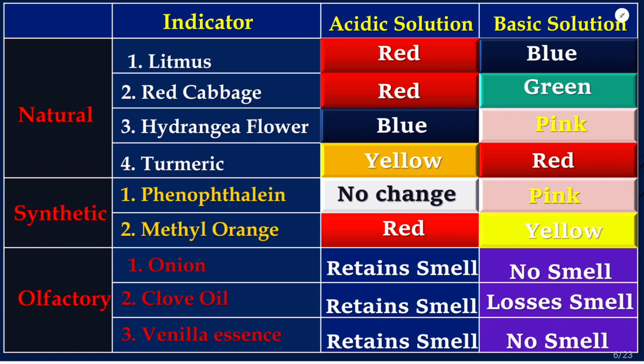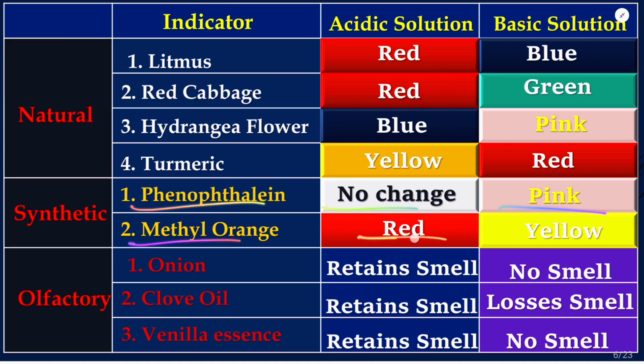Let's see what happens when different indicators come in contact with acids and bases. First, litmus. When litmus comes in contact with acid, it turns red, and in contact with base it turns blue. Next, red cabbage: red in acid and green in base. Hydrangea flower: blue in acid and pink in base. Next, turmeric: no change, that means yellow in acid, and red in base. Next, phenolphthalein: no change in acid, pink in base.